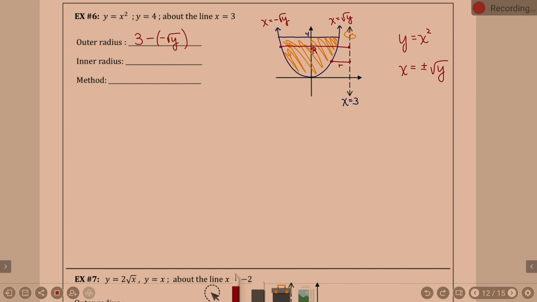3 minus negative square root of y, which does clean up to be 3 plus square root of y. Okay, what about inner radius then? It's going to be 3 minus the positive square root of y. And again, if you do these both the same, they're all going to cancel and we have an issue.